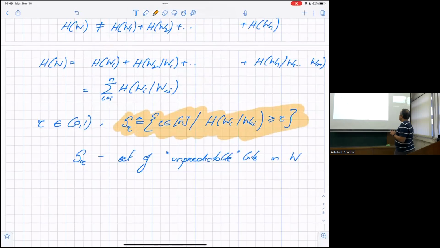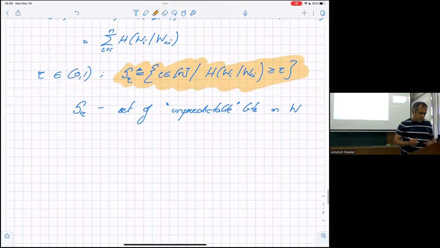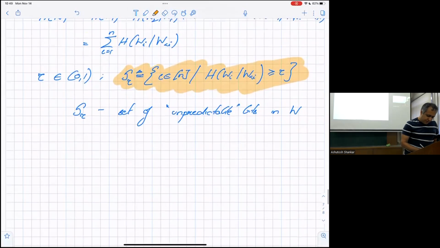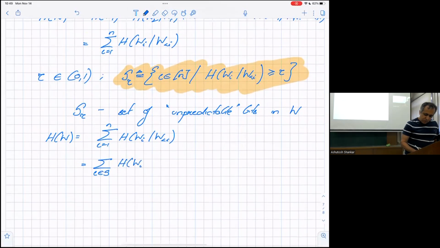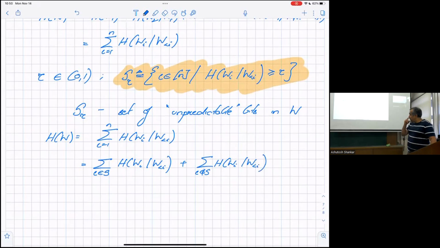Okay, tau is some number. We'll have some threshold tau. What I want to see is how small this can be. You already saw H(W) is equal to the summation i equals 1 to n of H(W_i given W less than i). Let's break this into two parts: i in S, H(W_i given W less than i), plus i not in S, H(W_i given W less than i). I'm going to bound both of these.